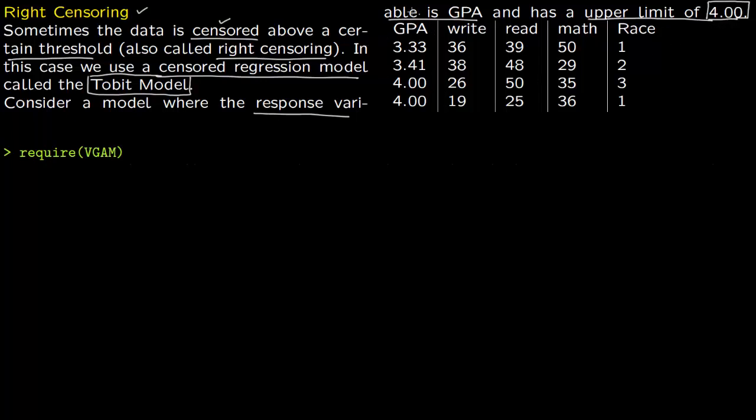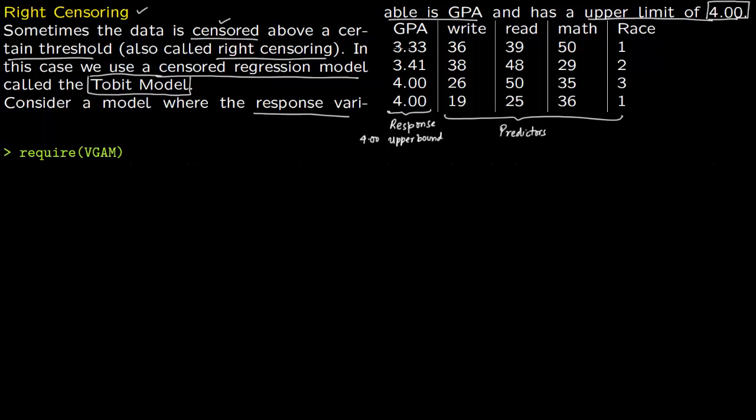Let us see the data in this format. These are the response variables, and these are the predictors. For us, the response variable has an upper bound. The upper bound is 4. Notice that we are not making any assumptions about the predictors. We are not saying there is any bound on the predictors: writing score, reading score, math score, and the race of the student. Let us understand this data.